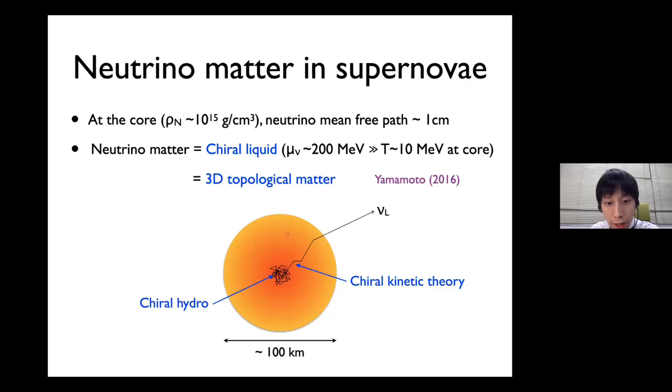Outside the core of supernovae, the matter density is not so large, so the hydrodynamic description for neutrinos may break down. In that case, we can still describe the system by using the chiral kinetic theory for neutrinos. And neutrinos are eventually free streaming close to the surface of the supernova, and then they escape from the star. Here I would like to note that this neutrino matter in supernovae is a kind of three-dimensional topological matter due to the topology that I explained previously. So it is remarkable to me that nature has already realized topological matter at the core of supernovae, well before our realization of topological materials such as topological insulators, topological superconductors, topological semi-metals, and so on in tabletop experiments.